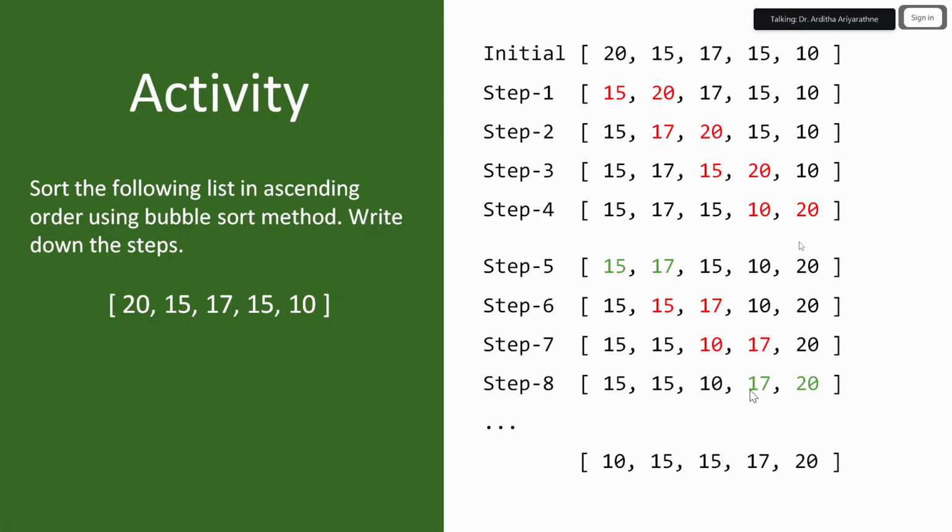Then if we write a third iteration, what happens? 15 comes here. In the next iteration, another 15 comes here. And in the final round, no need to do anything because 10 is here. We can stop. At the end of the final round, we have 10, 15, 15, 17, 20.